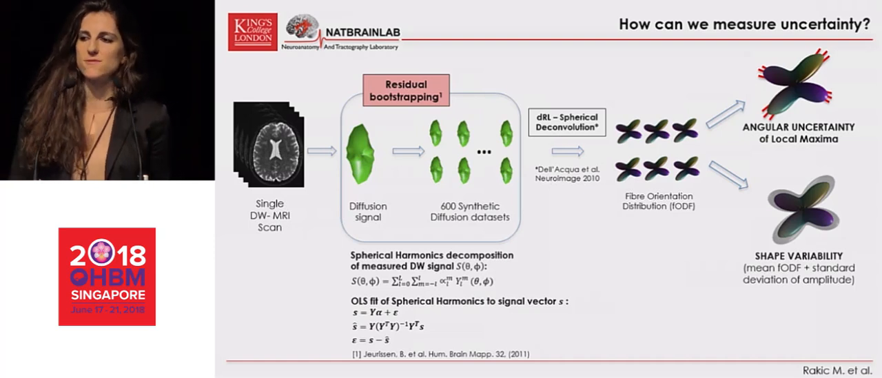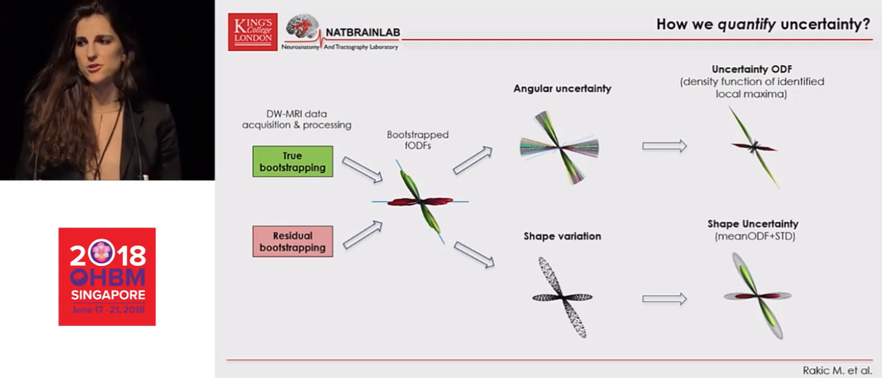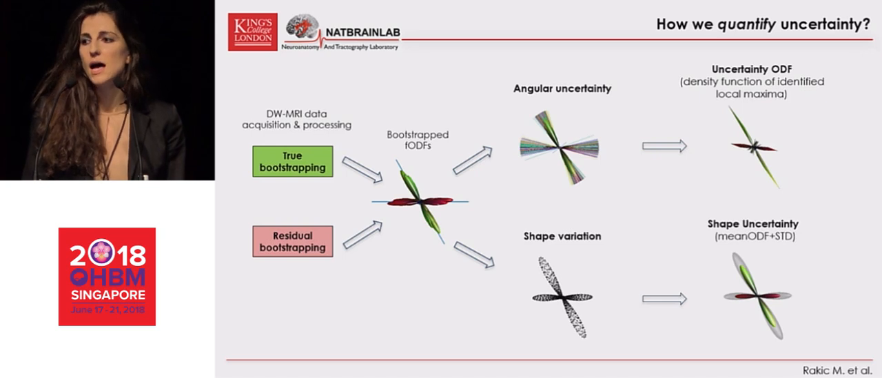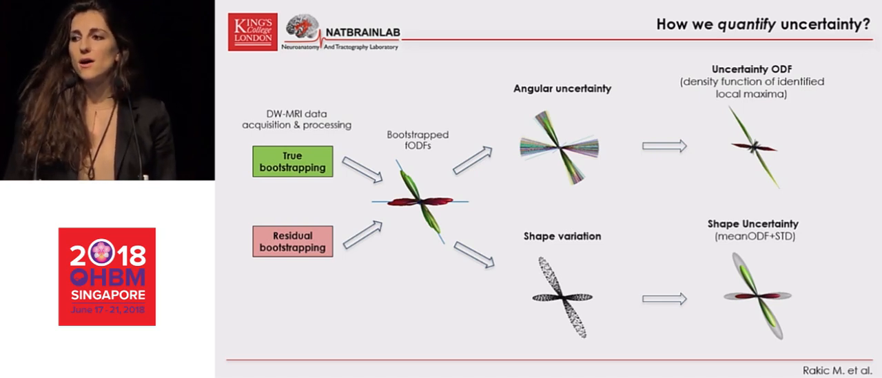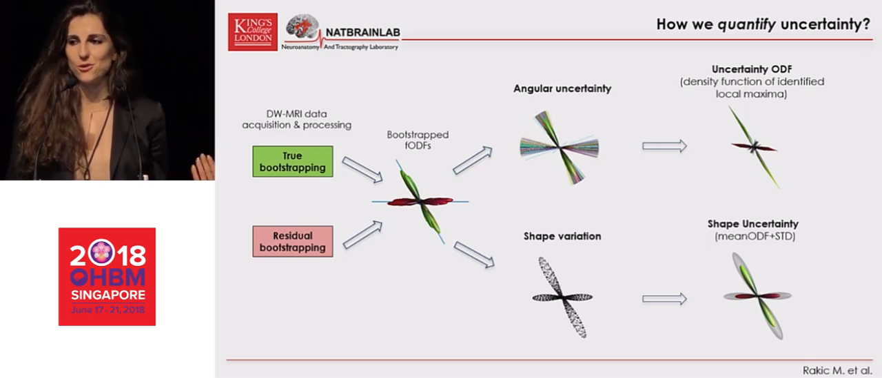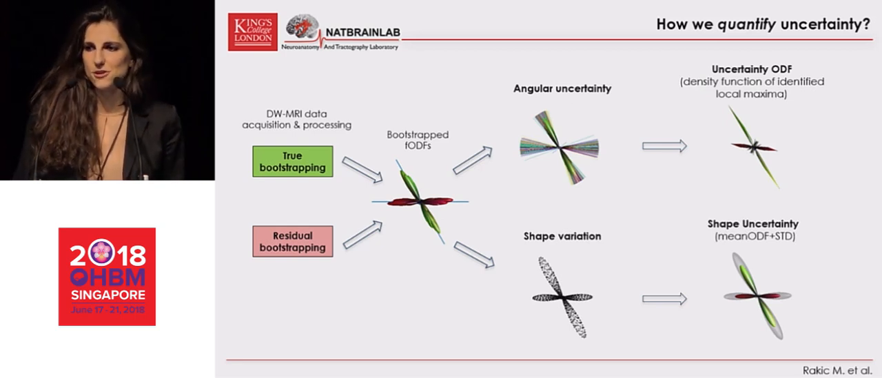But how do we quantify uncertainty? As I mentioned before, you can focus on the angular uncertainty, from which you can obtain an uncertainty ODF, which is basically a density function of all the identified local maxima. Or you can look at the entire shape variation, and you get shape uncertainty represented by the mean ODF and standard deviation.